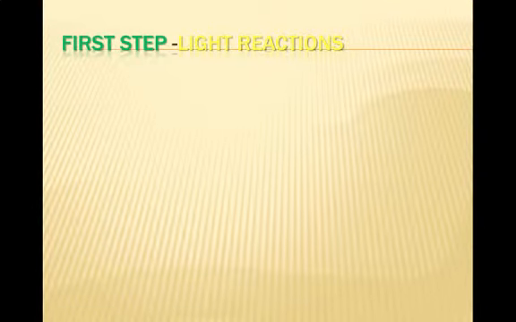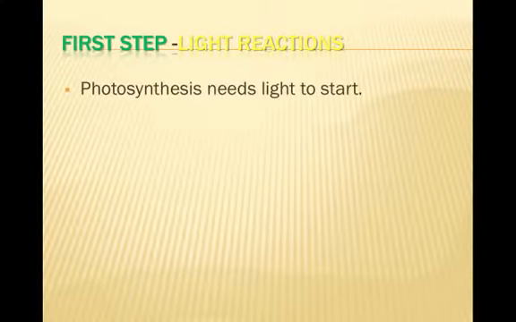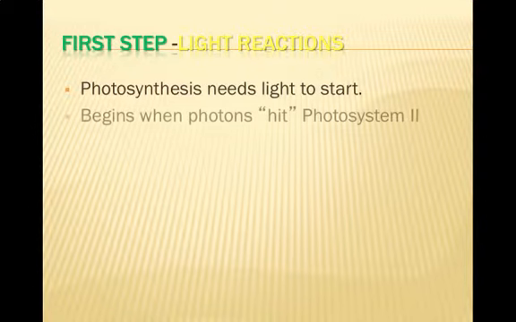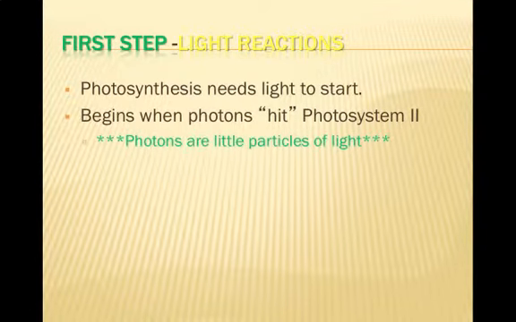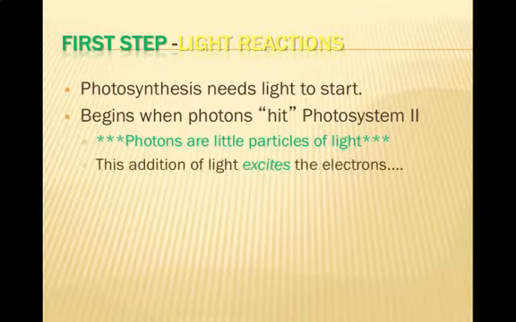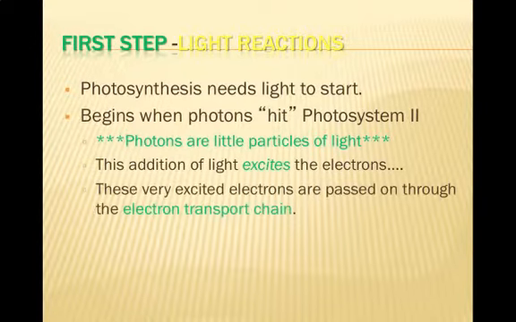Alright, so the first step, the light reactions. We need light to start this whole process. It begins when photons hit photosystem 2, and it's called photosystem 2 because it was the second one that we found, but it's the first one that is actually activated. Photons are just little particles of light. The light will actually excite the electrons and get them all happy, and these very excited electrons are then passed on through the electron transport chain.